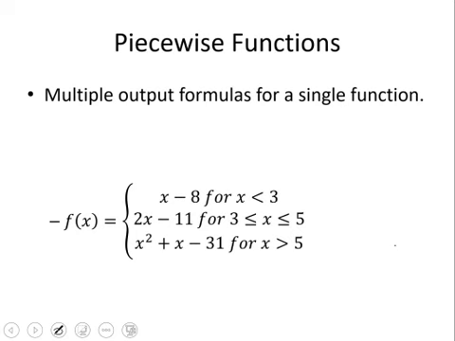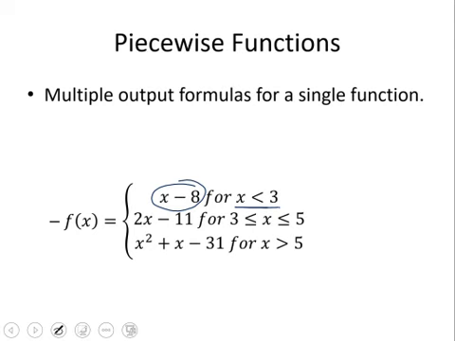You see the first part right here, x minus 8. That is an actual function itself. Then the second part tells you what the domain is that you're going to be using. So we're going to use x minus 8 where x is less than 3. All numbers less than 3, we use this function. The next one we'd use from 3 to 5, and the last one we'd use for greater than 5.